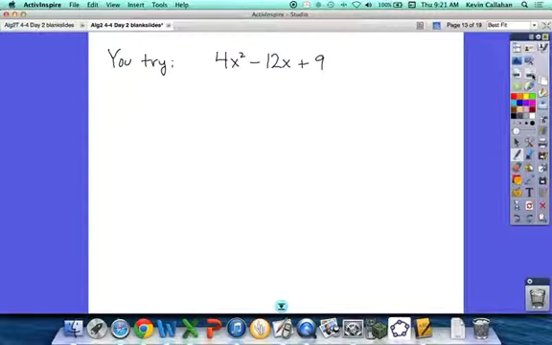But there's not a lot of work to do. If you recognize the first number is a perfect square and the last number is a perfect square, so that's good. So the only check you do is, what is 2 times 2 times 3? 12. So that means this is 2x minus 3 squared.